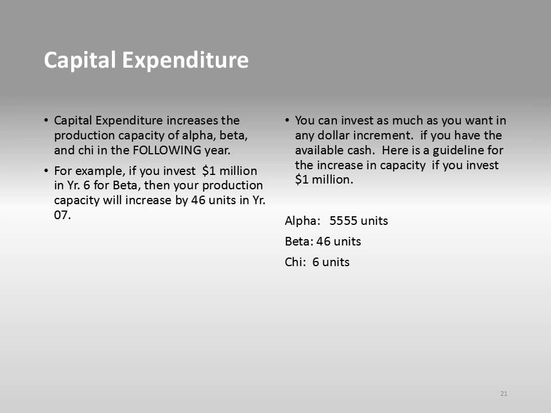But here are the guidelines for the impact. So for every $1 million spent, you'll get an extra 5,555 units for alpha, 46 units for beta, and 6 units for chi.